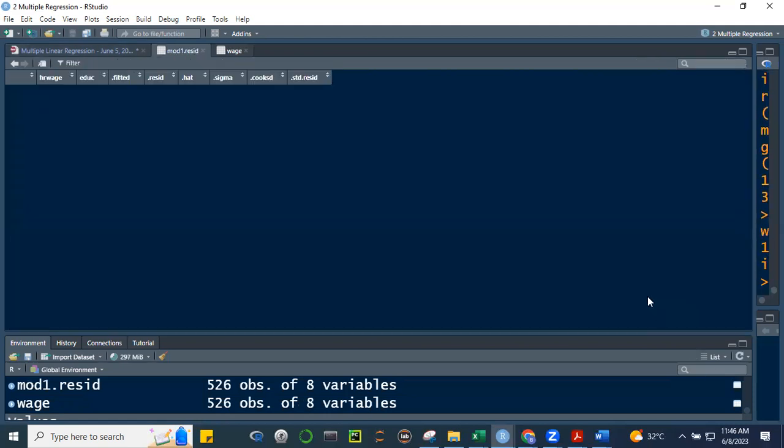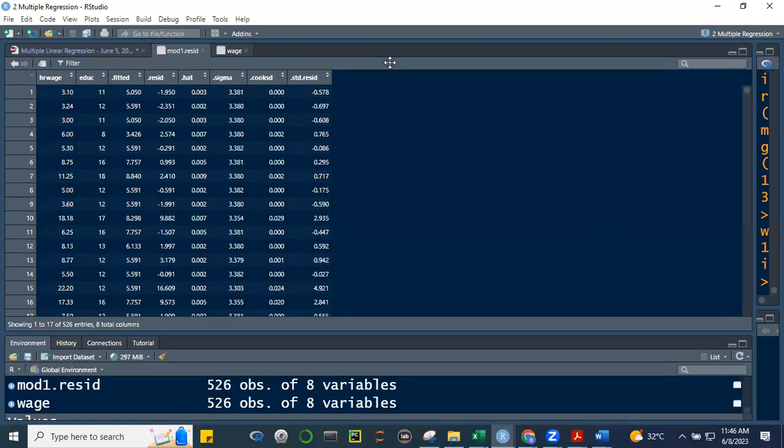So if I open this, okay, take a look at this. So meron tayo dito mga metrics, no? Ito yung hourly wage natin. Ito yung observed education, okay? Ito yung fitted value natin. Okay? Ito yung residual natin, the difference. So that's 3.10 minus 5.05, that's negative 1.95. And then we have here .sigma, okay, which we're going to discuss next time na lang. Importante sa atin ngayon, itong Cook's distance at saka yung standardized residuals.